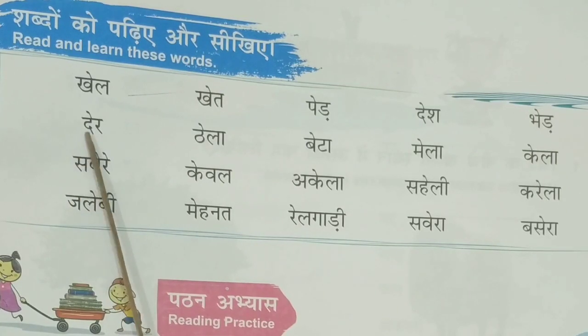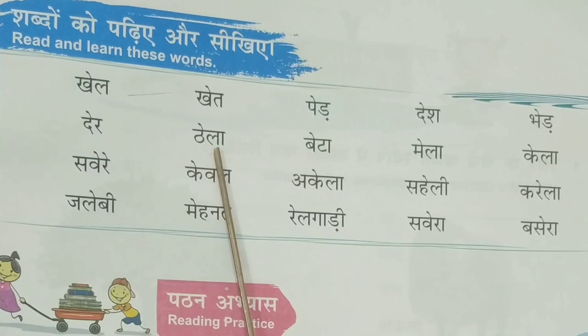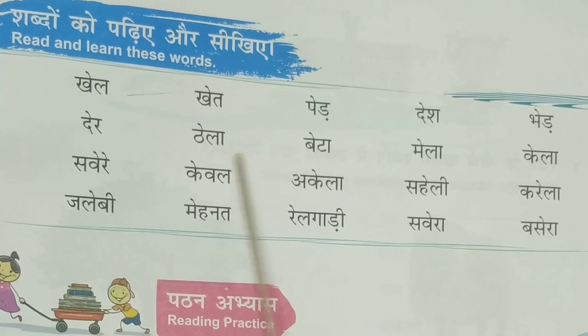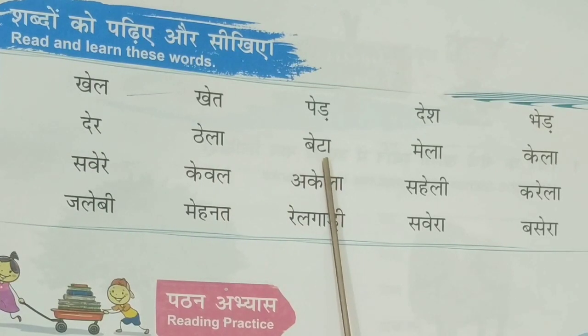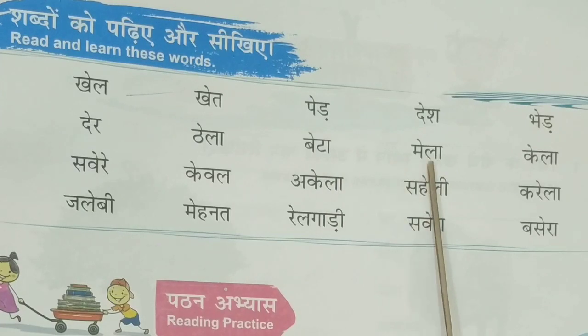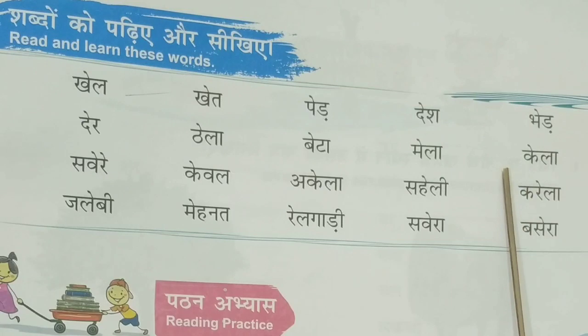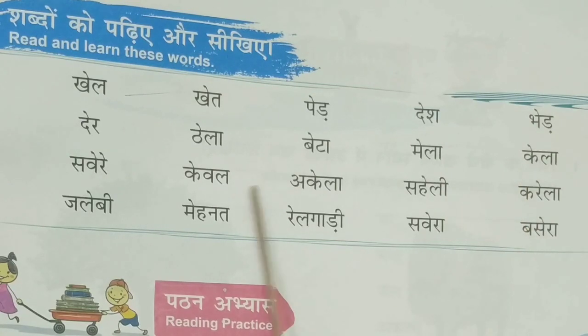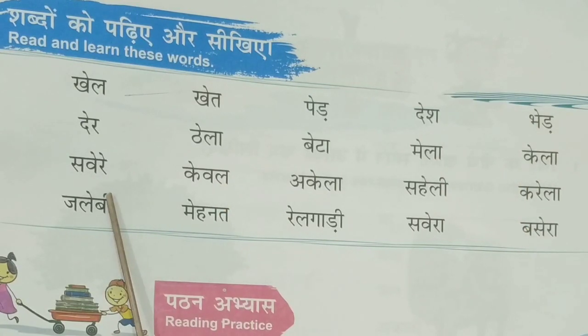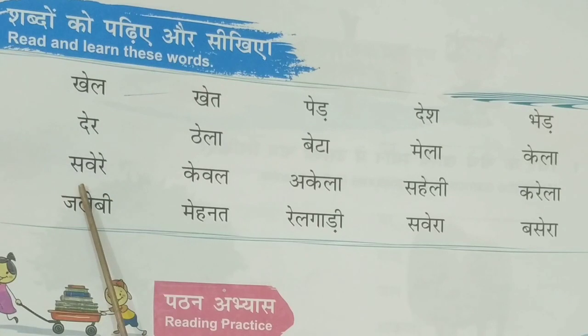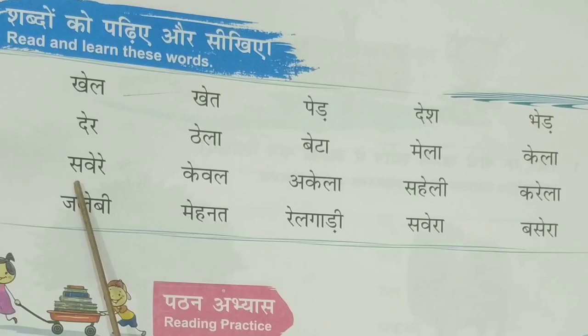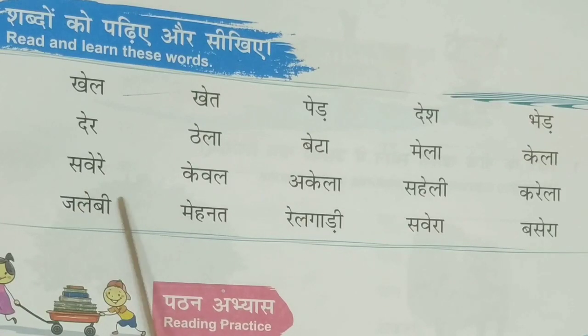Okay, now read it. Thela. Tela. Beta. Mela. Kela. Are you reading with me? Okay, now move to the third row. Read the three letter words.